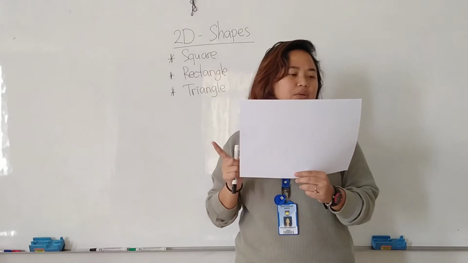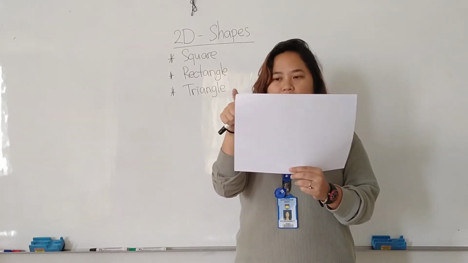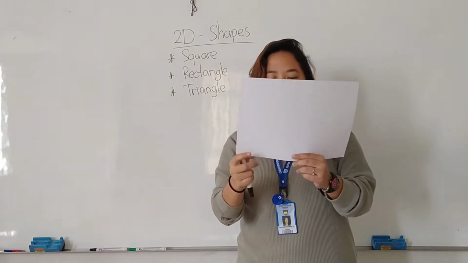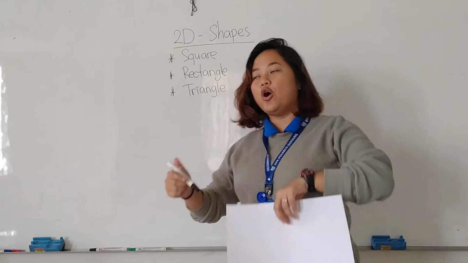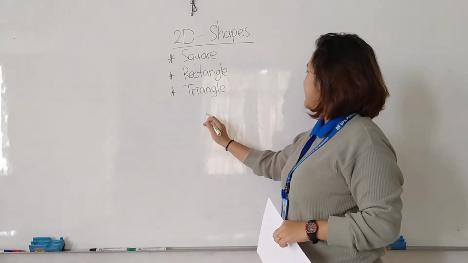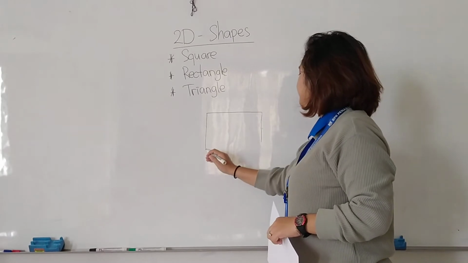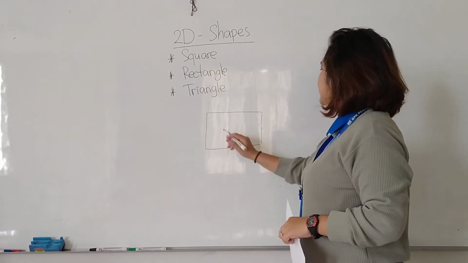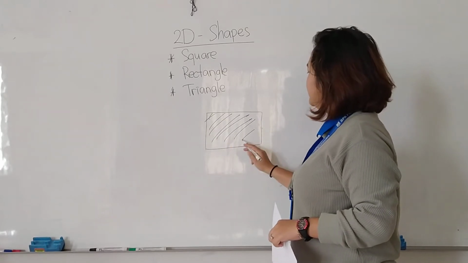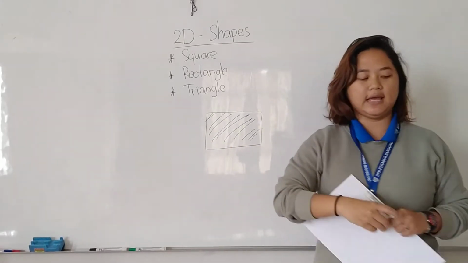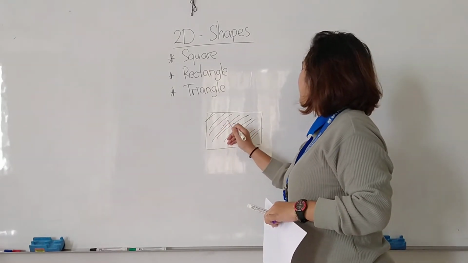Perimeter can be found if you add all the lengths from this and this, and this, and this. So if I draw a picture, for example, I have this rectangle, the area will be this part. This one we call an area.